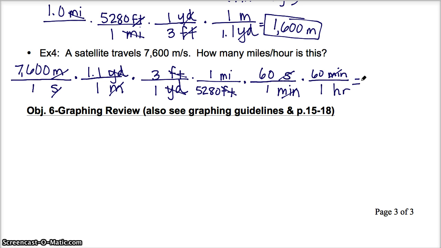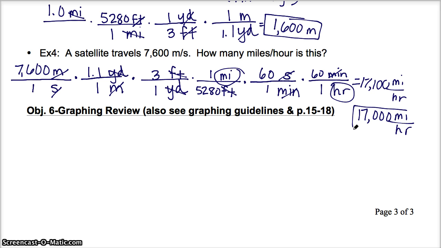And then you take the top and divide it by the bottom. Well, when you do that, you get 17,100 miles on top per hour. You can see that's what you're left with, so it makes sense. That's your unit, miles and hours. And I only should have 2 sig figs because that's all I have in the beginning. So this would round to 17,000 miles per hour. And that's your final answer. So that concludes Objective 5, and now you know how fast a satellite travels. It's going pretty fast.